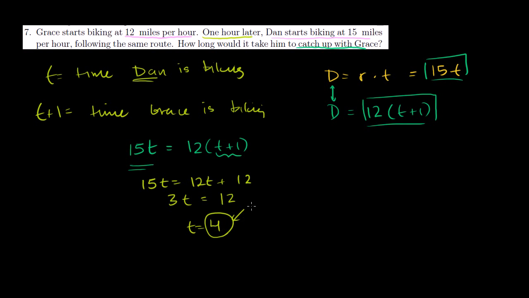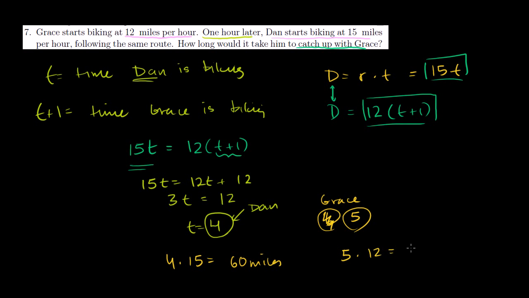This is Dan. And if Dan's ridden for 4 hours, Grace has been riding for, sorry, this isn't a 6. She goes 1 more hour than Dan. So it's 5. She's traveled for 5 hours. And Dan, after 4 hours, 4 times 15, he would have gone 60 miles. And Grace would have gone 5 hours at 12 miles an hour. And that, once again, is also 60 miles. So they meet at exactly the 60-mile mark.